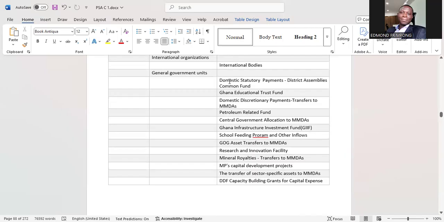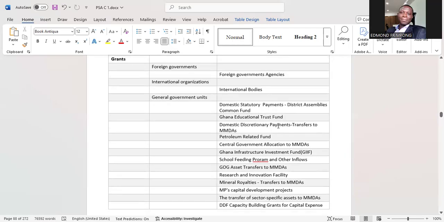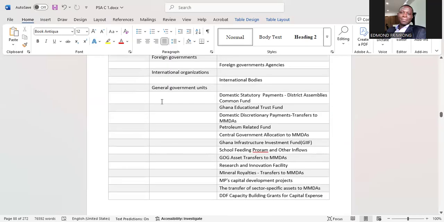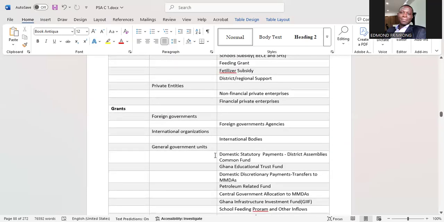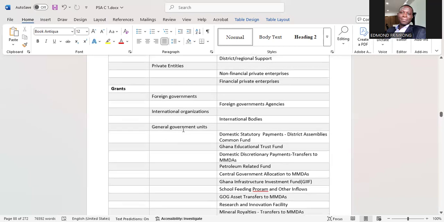So they can make domestic statutory payments like District Assembly Common Fund, GETFund, domestic discretionary payments that are transferred to MMDAs, petroleum related funds, central government allocation to MMDAs, Ghana Infrastructure Investment Fund, school feeding programs. So all these are avenues or institutions or programs that government can give grants to. So grant is another heading or classification. So you have to know the main heading and the things that fall under them. Usually they are these things. Normally not this, but they rather bring this. So you know that if you see all these things, they are under grant.